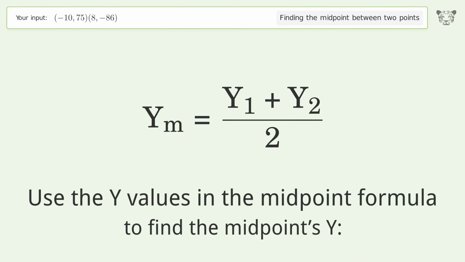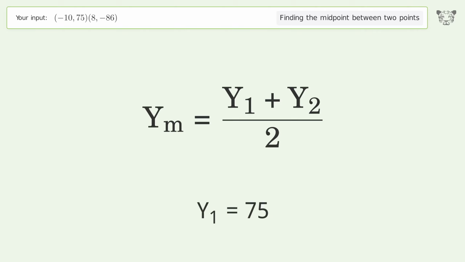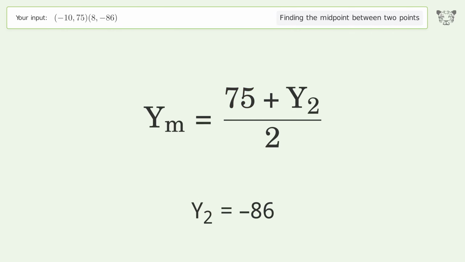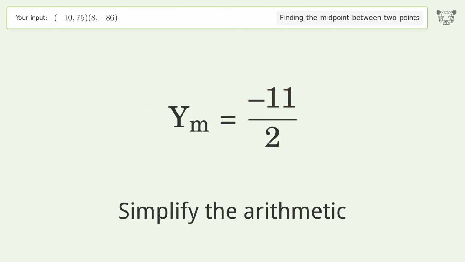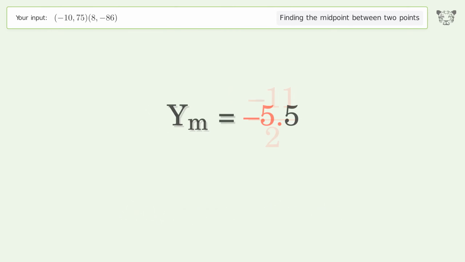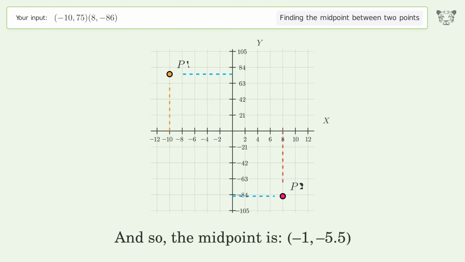Use the y values in the midpoint formula to find the midpoint's y. y1 equals 75. y2 equals -86. Simplify the arithmetic. And so, the midpoint is -1, -5.5.